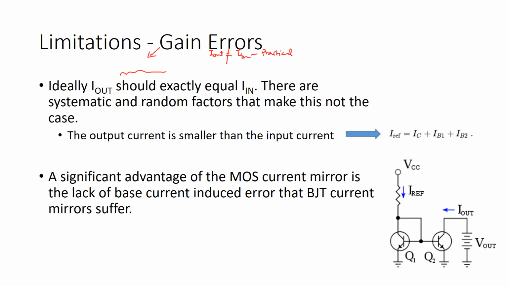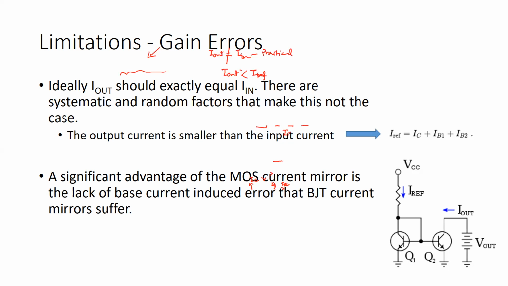Let's expound on that. The output current, we would say, is somewhat smaller than the input current, I reference. Why? Because the I reference is coming here, and it is the collector current of transistor 1, and then the same current goes here and becomes the two base currents IB1 and IB2. So I reference is the sum of IC plus IB1 plus IB2.